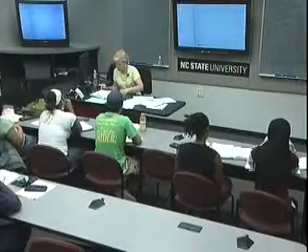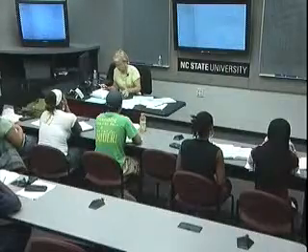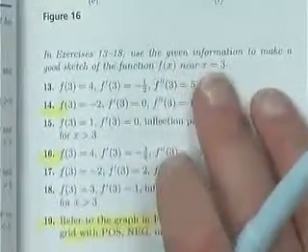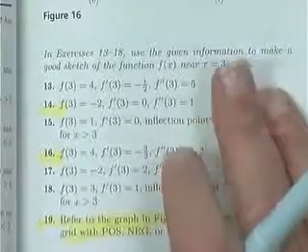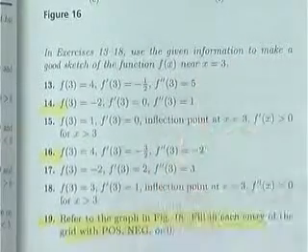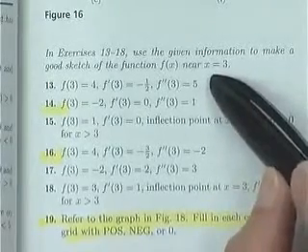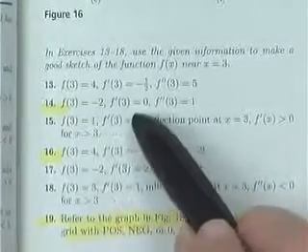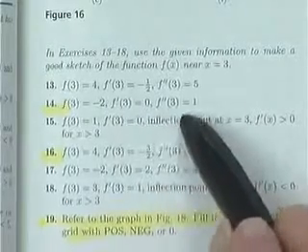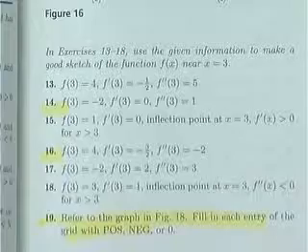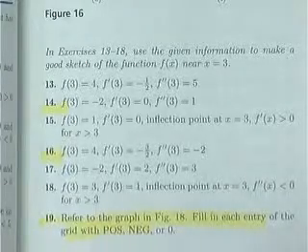When I flip back to 2.1 and 2.2, I'm on page 159. They were trying to introduce you to those terms. These were asking you for information at a particular point instead of sketching the whole graph. They tell you a point, they tell you the slope at that point, and they tell you the second derivative at that point. Based on that information, you could tell us a little bit about the graph and make a good sketch.